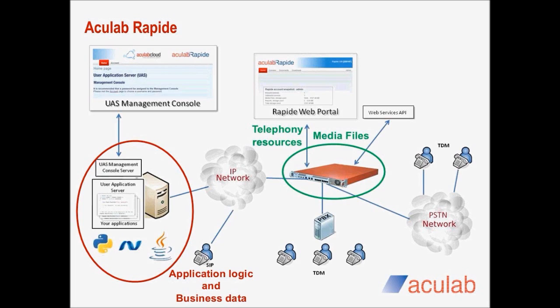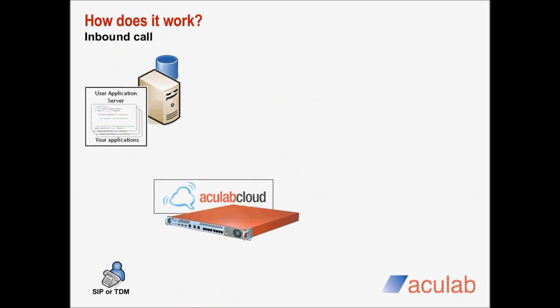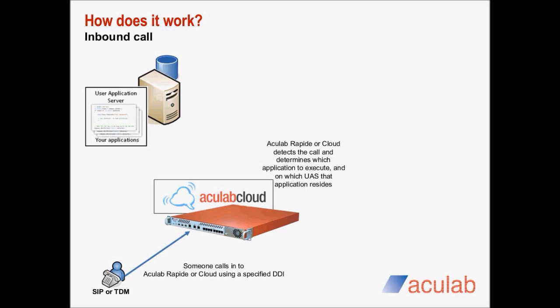So I'm sure you're all curious to know how it works. Let's go through a very simple example of how a call is processed. Be it on SIP or TDM, if someone calls in to your box, let's say, into your Rapid or to your cloud number, Rapid then receives that call and looks at all of the machines that are connected to it and says, okay, which application should I run?